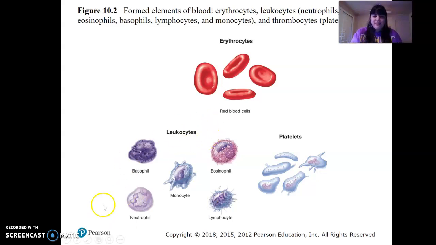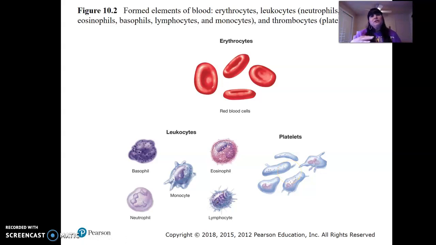Here are the leukocytes, the white blood cells, right? And again, they all have different jobs. Some attack the foreign invaders specifically. Some are involved with inflammation. Some are involved with making antibodies. Those are tags, tag the foreign invader. The platelets, again, they're involved in blood clotting.